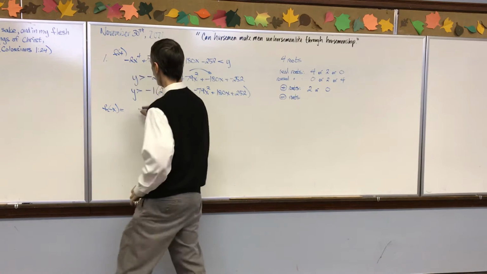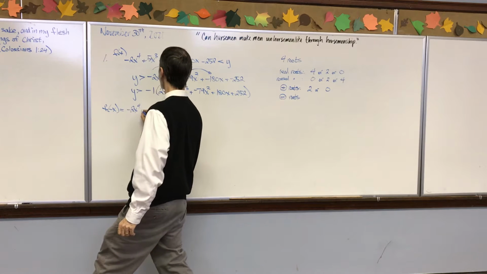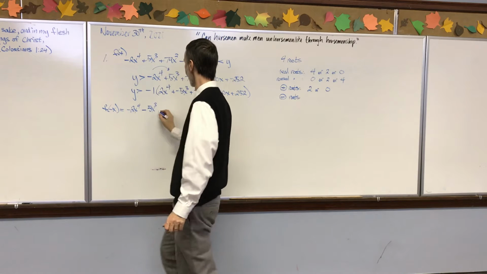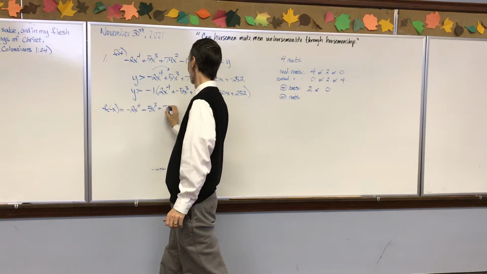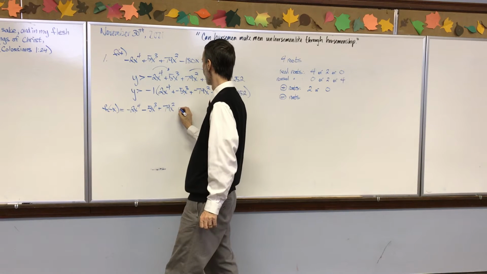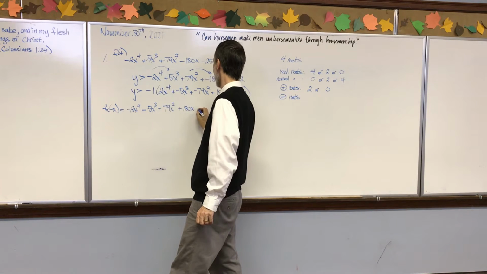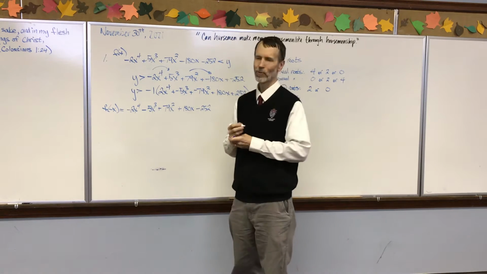Does this one switch or no? No. So negative 2x to the 4th, keep going. Yep, that does. So minus 5x cubed, keep going. That one stays the same. Okay, so just read it out. Positive 79x squared. That is positive. Yes. 180x. That's 180x. Minus 252. How many sign switches are in that thing?